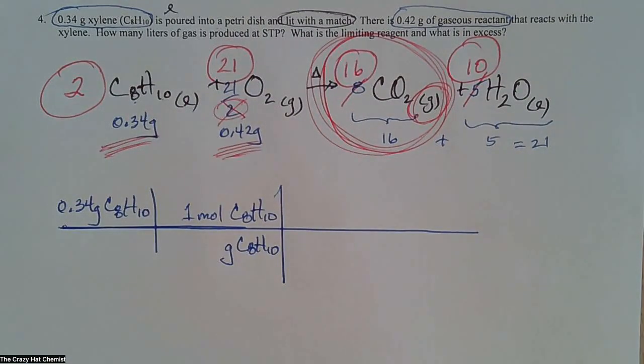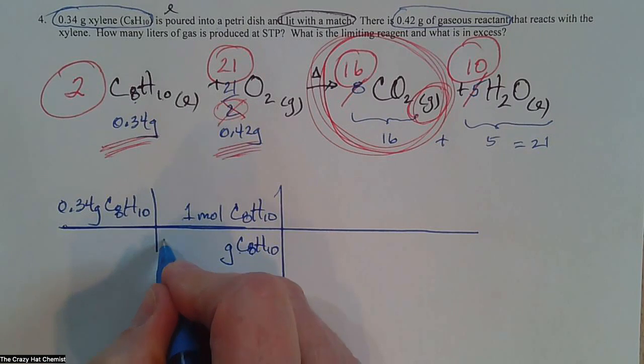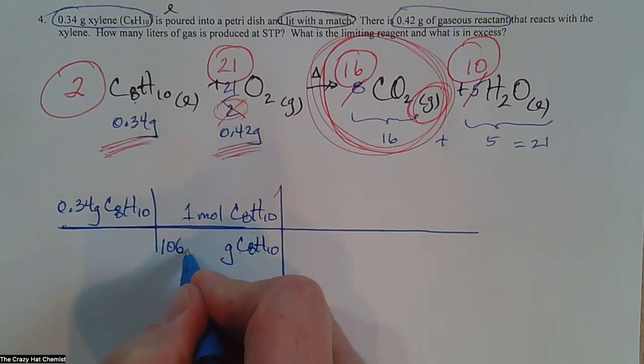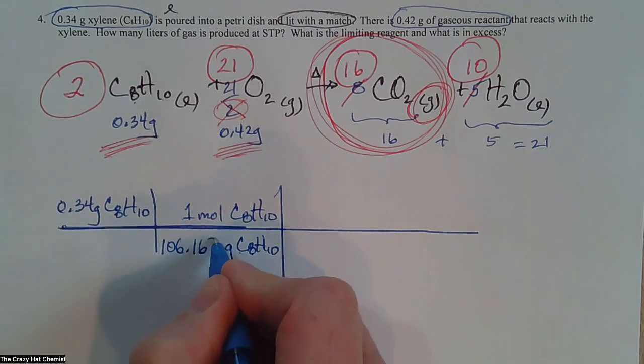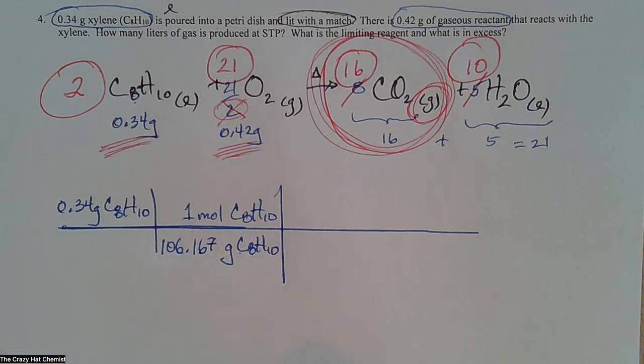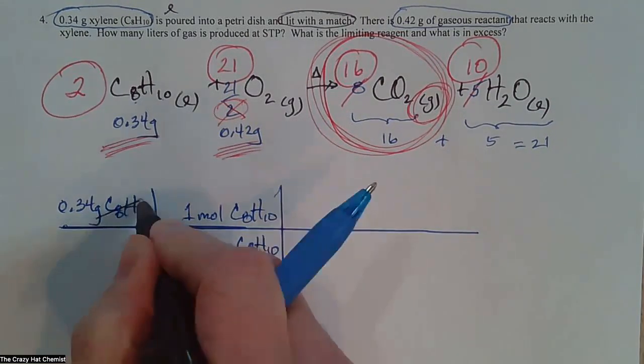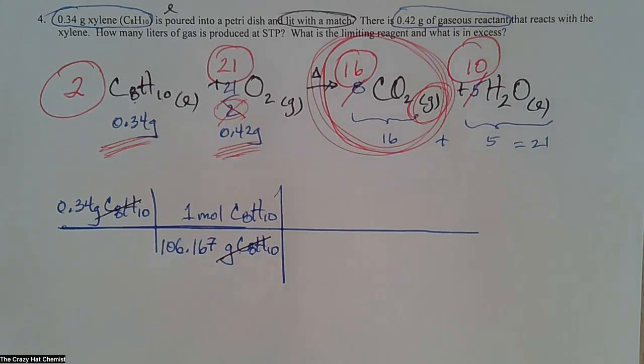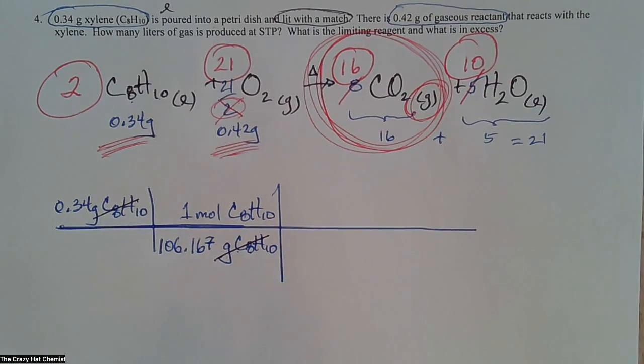That will be 3. So I'm going to say 8 times 12.011 plus 10 times 1.0079. And so that will lead to 106.167, and those are the grams. That will enable me to cancel out grams of C8H10, and then I'm going to keep on going with this here. So this is moles of C8H10.